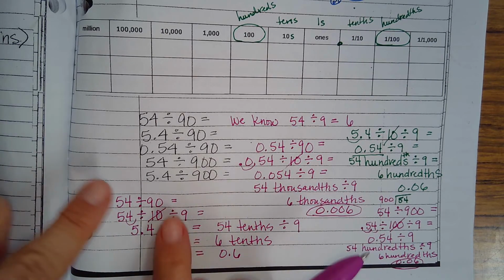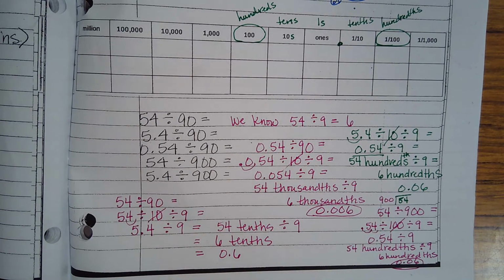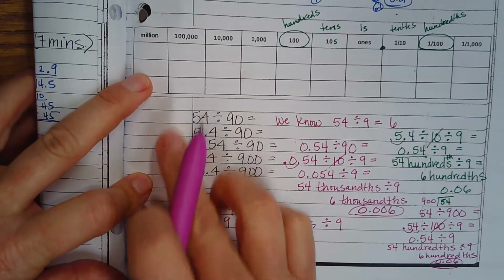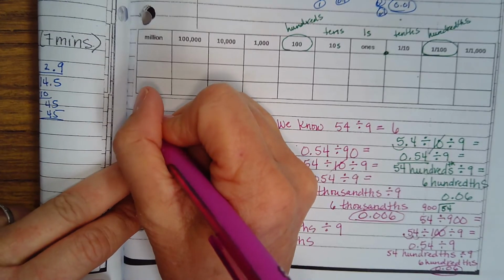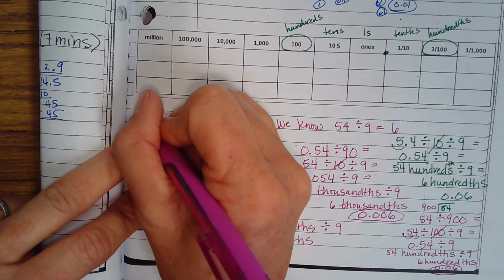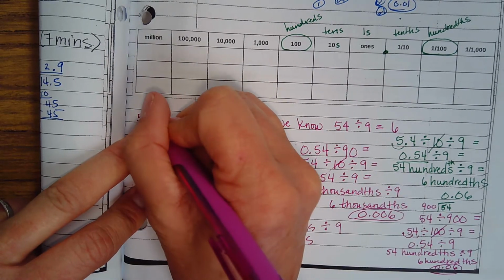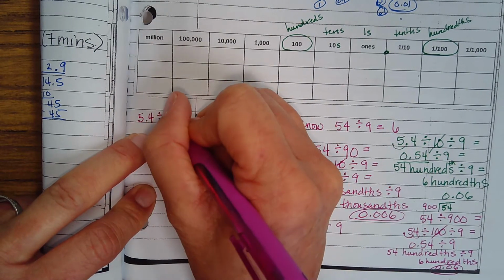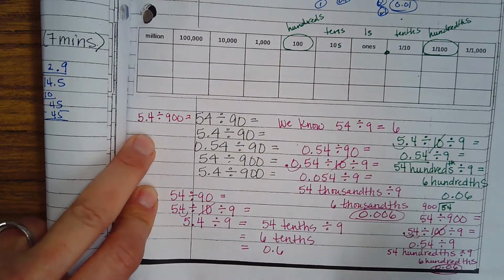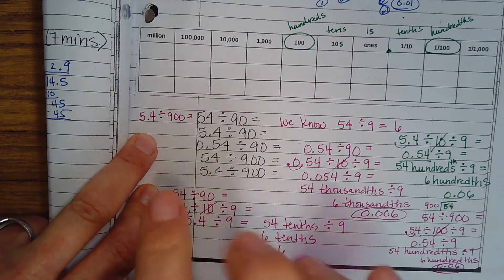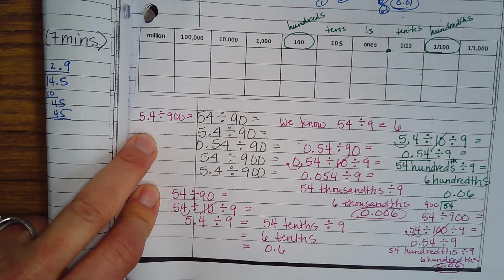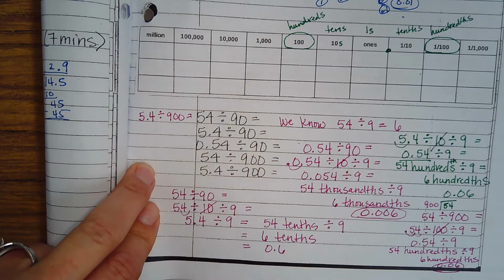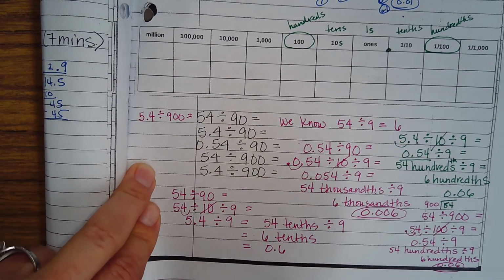Our last problem on this side. Doing the same thing we've been doing. I'm going to use this little piece of open space right here. 5.4 divided by 900. Now, remember, if you were doing this in a typical division problem, the second number is the number that goes on the outside of the division problem. So this makes it very neat and tidy and easy to do.